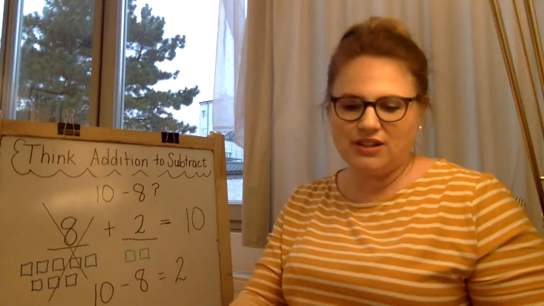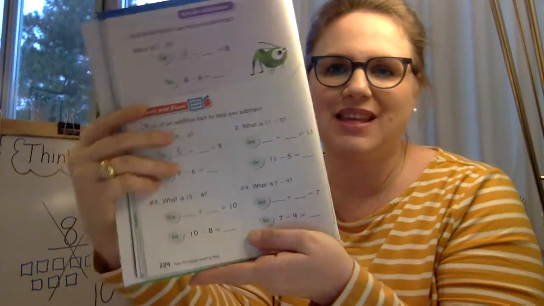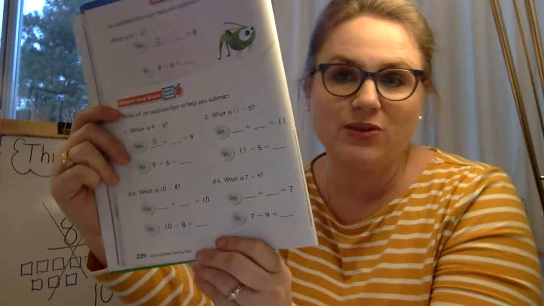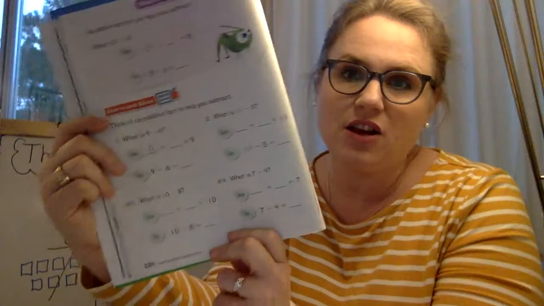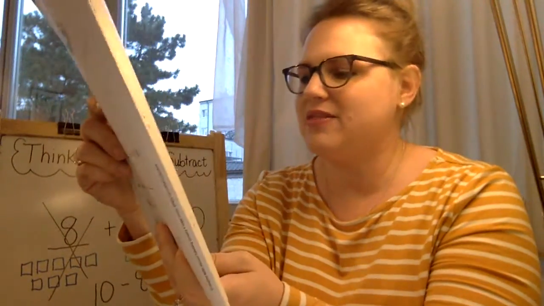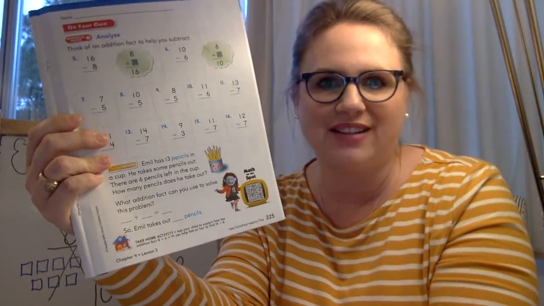Okay? All right, so your assignment is to finish page 224. We did 1, 2, and 3 together, so you should have been filling those in as we went along. If you didn't, go back, rewind the video, and go back and watch it, okay? And then on 225, I want you to finish here using addition to help you subtract.